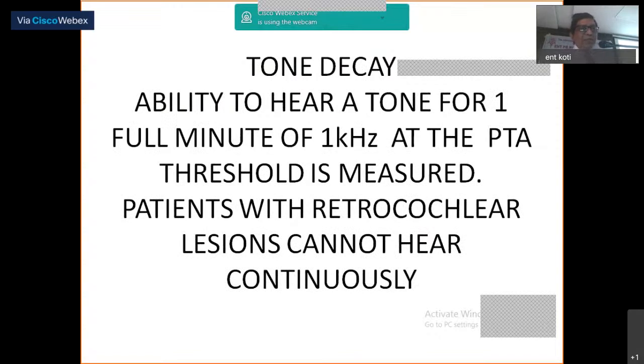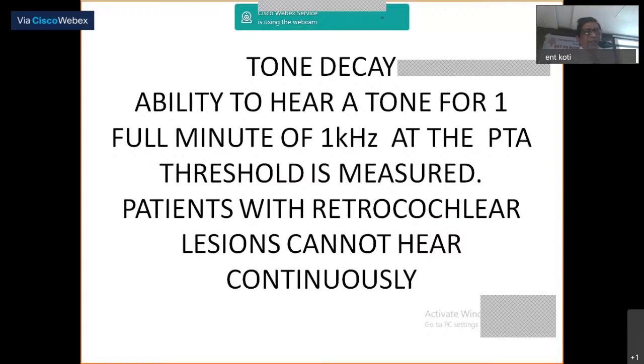Then tone decay is the ability to hear a tone of 1000 Hz for 1 full minute at the threshold at which it is measured. Say somebody's pure tone average is 40. You give a sound at 40 decibels of 1000 Hz for 1 continuous minute. After 10 seconds, let's say I cannot hear, you increase it. After 2 seconds, I say I cannot hear, you still increase it. You keep increasing either till 1 full minute is over or you have reached levels well beyond the threshold. Understood? That is tone decay.